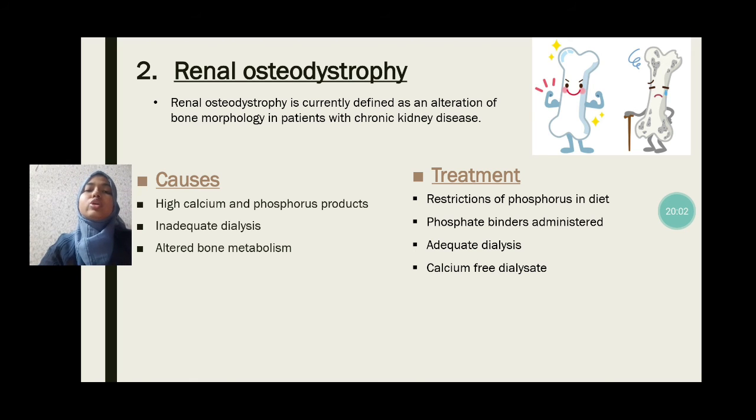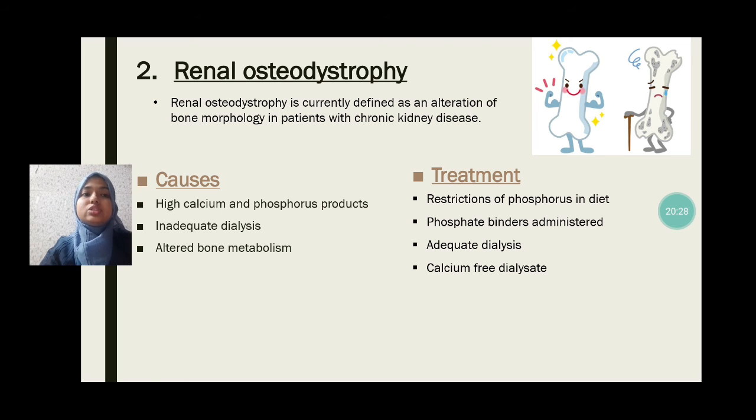So what are the causes? High calcium and phosphorus products, inadequate dialysis, because the high calcium and phosphorus products will get settled on the bone. So with dialysis they can be extracted from the body. If the patient is not going for dialysis, then those things will start depositing on the bone, causing altered bone metabolism.